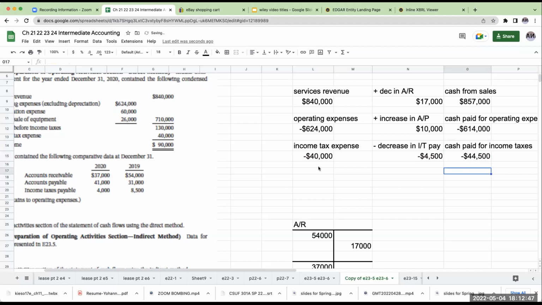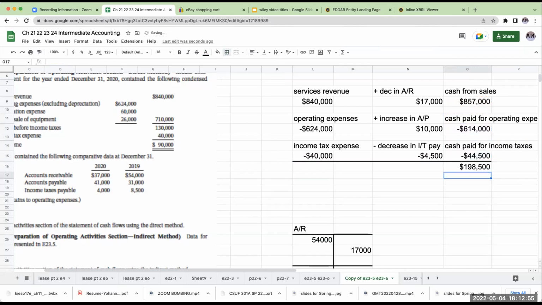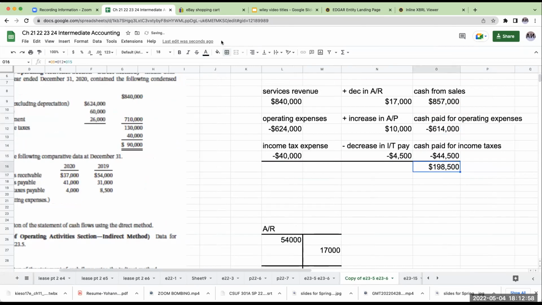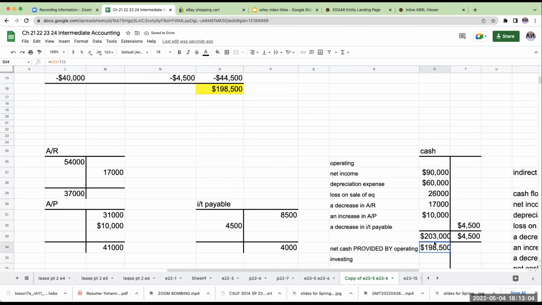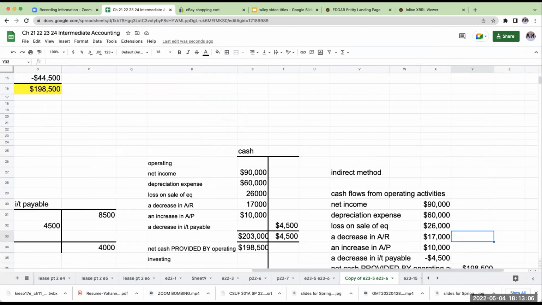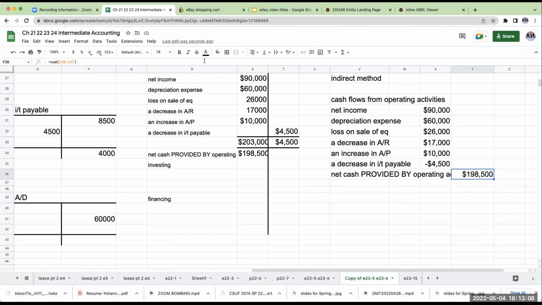When I add up these three amounts, boy, hopefully we're right. Cash from sales, cash paid for operating expenses, cash paid for income taxes, and I get what? Oh my goodness, thank goodness. I get 198.5. Oh, is that the same number I got on the indirect method? The answer is yes. The presentation is different.